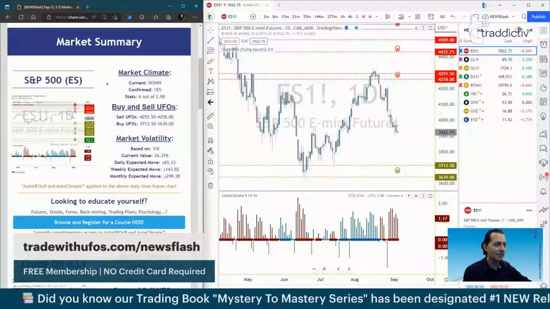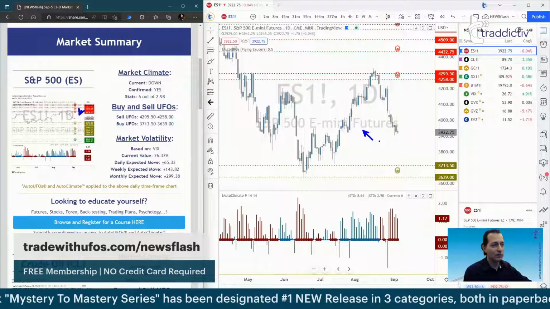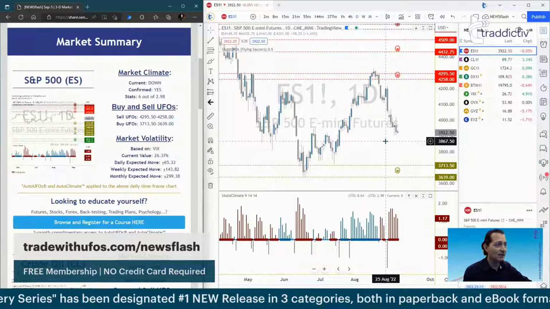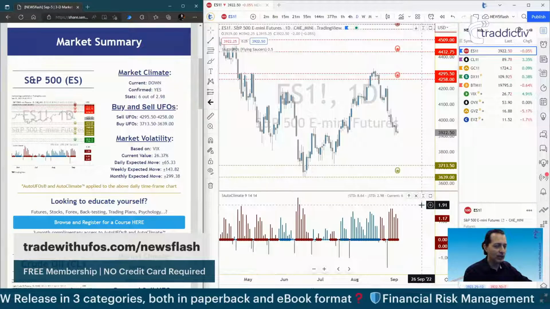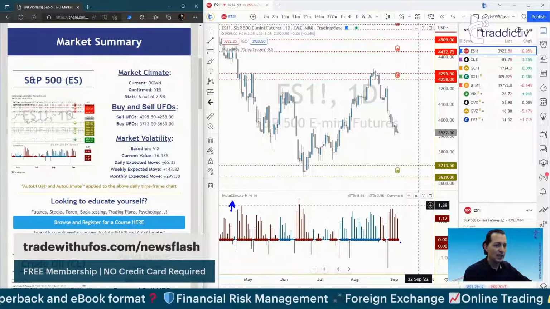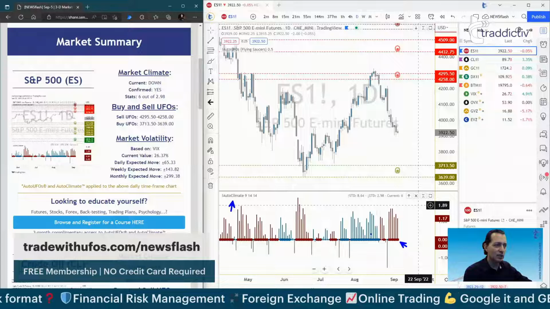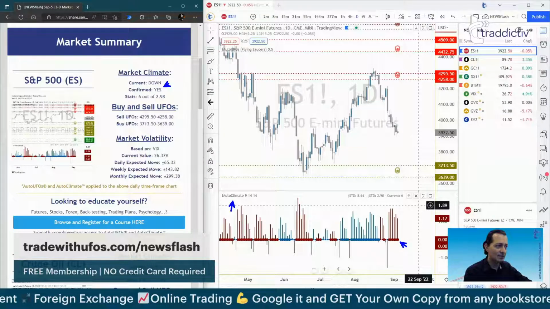Anyway, so we are looking at the S&P. The chart you got on the left is the same I got on the right, okay? Of course, on the right, I have a larger size of the chart. And basically what we're looking at here is, first, the climate, which shows a thick red dot. So we are talking about down climate, which is confirmed, yes.